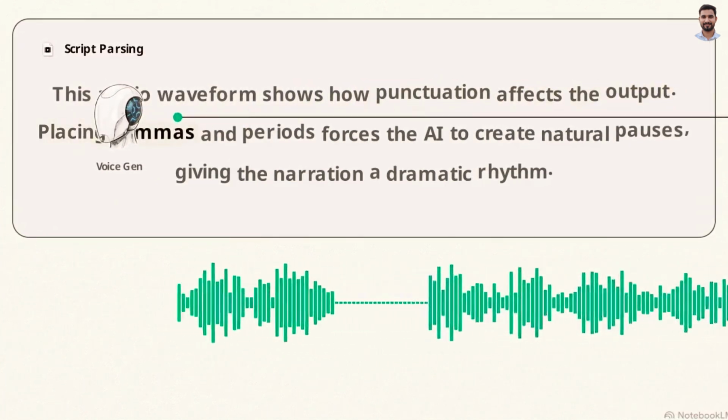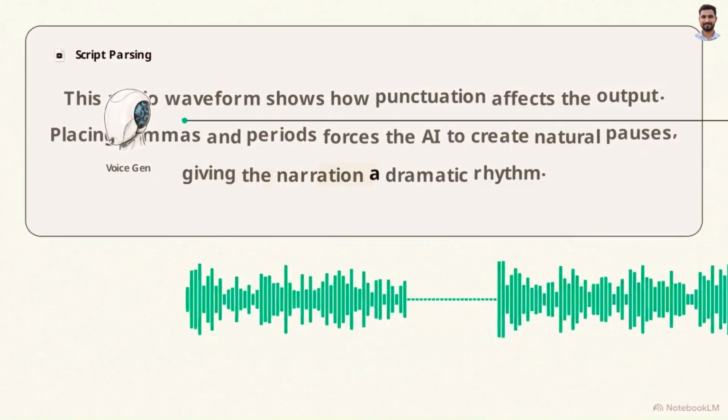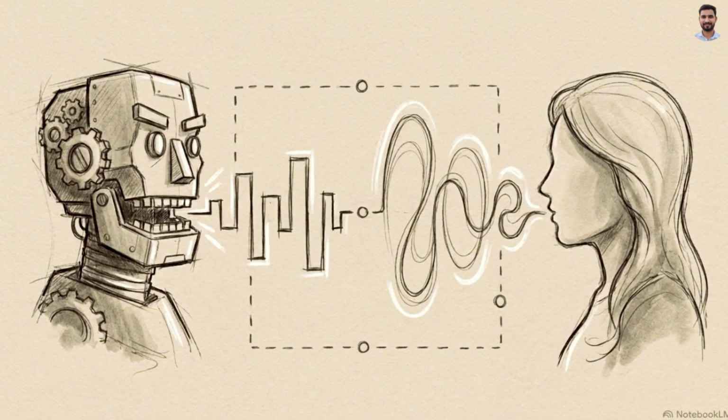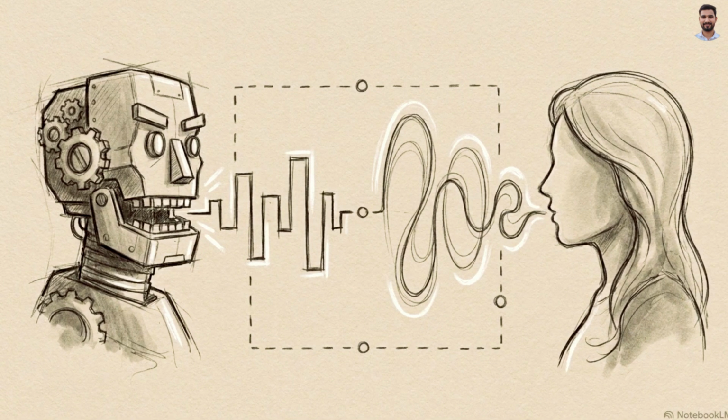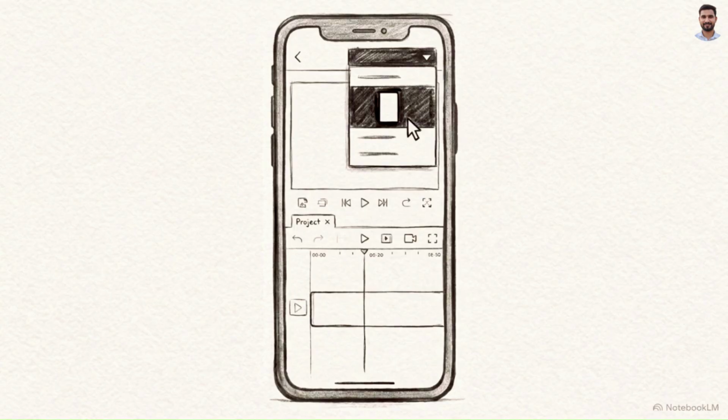Placing commas and periods forces the AI to create natural pauses, giving the narration a dramatic rhythm. These deliberate pauses, paired with localized language, help the narration sound like a human performance rather than a robotic text-to-speech file. Step 3 is assembly.